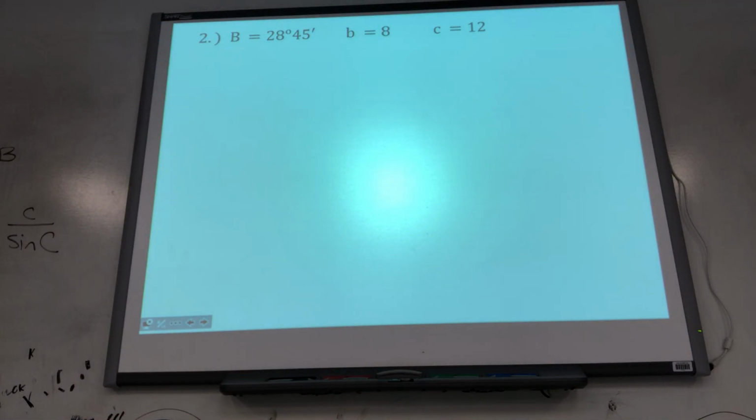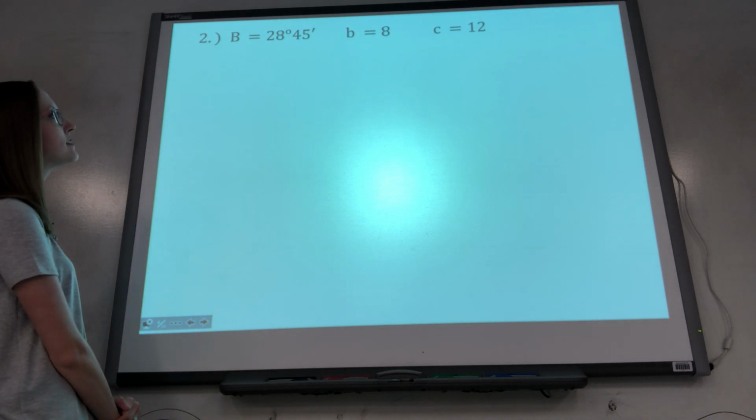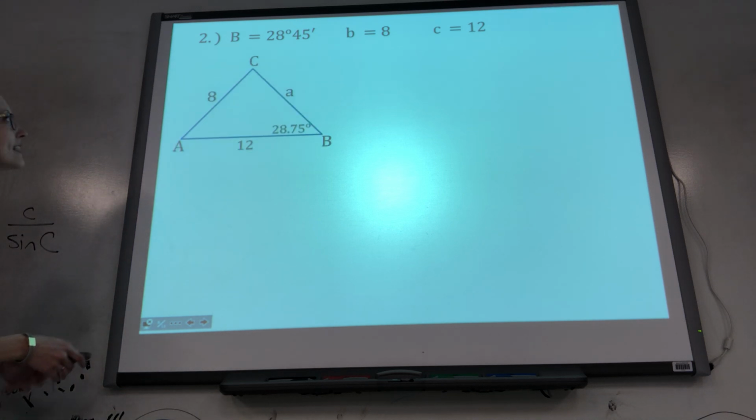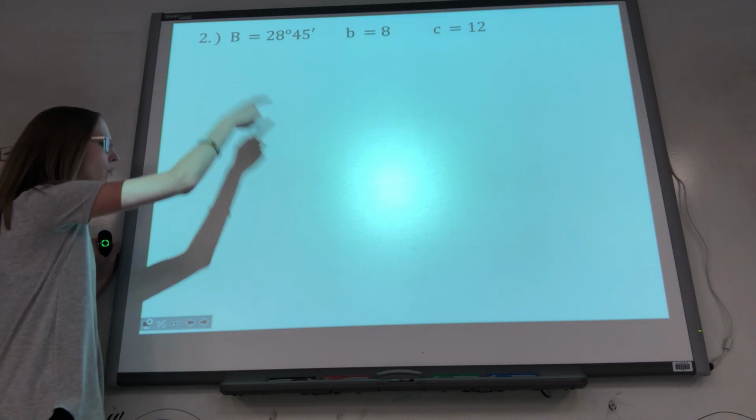Now we have angle B, which is 28 degrees, 45 minutes. Haven't seen that in a long time. Little b is 8, and little c is 12. We don't have units here, so I don't know, inches, centimeters. We don't have to label, I guess, if they don't give us the units to start with.